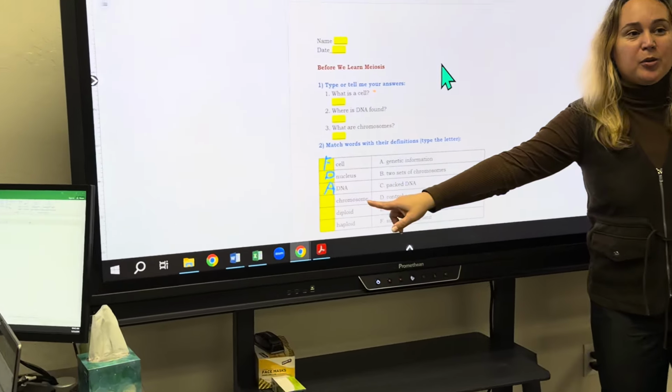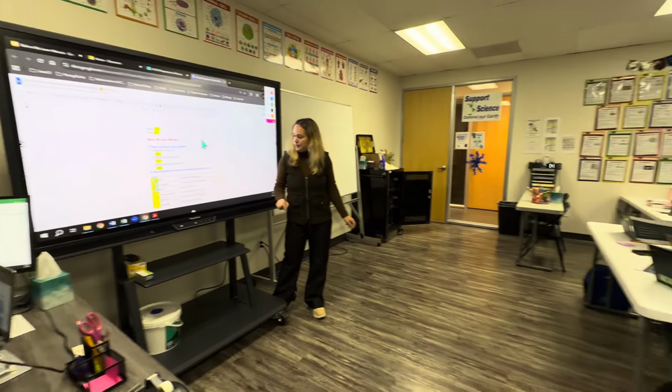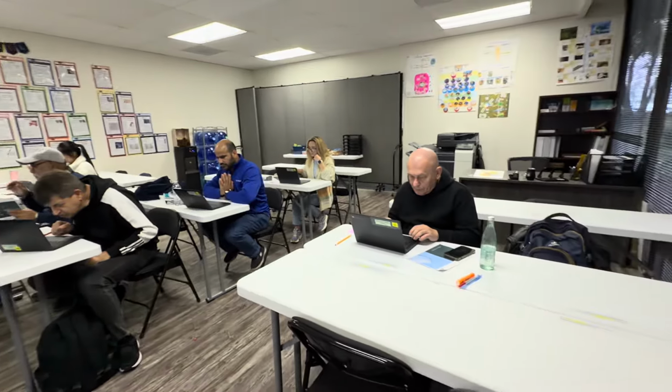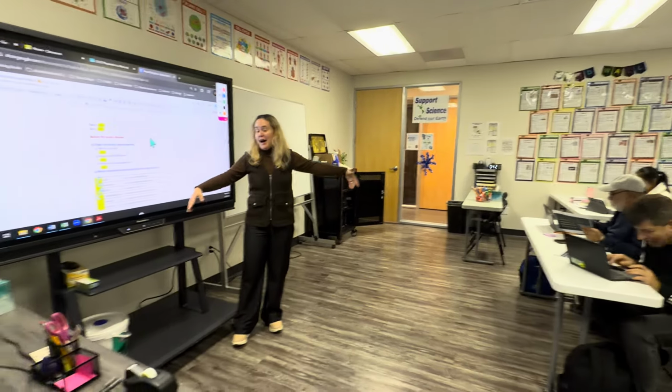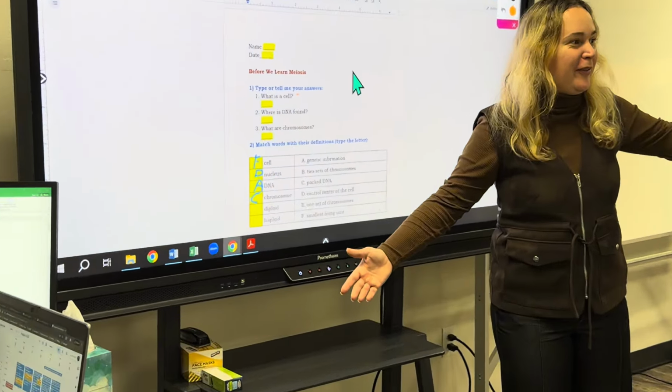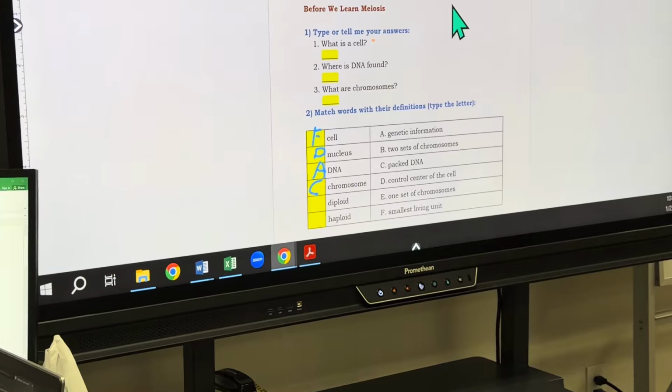Chromosomes. Nikolai, how about chromosome? What is it? Smallest living unit. No, the smallest living unit is a cell. Two sets of chromosomes. No, chromosome. What is a chromosome? Two sets of chromosomes. No. Nia, one more time. C. Chromosomes, C, packed DNA. Exactly. Good job, Nia. Packed DNA. Yes.